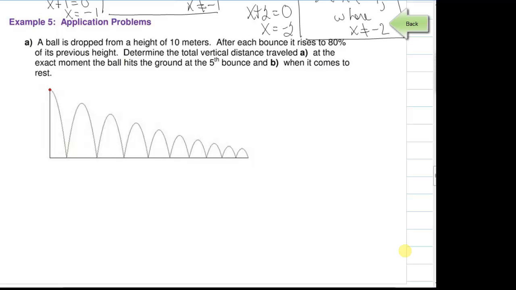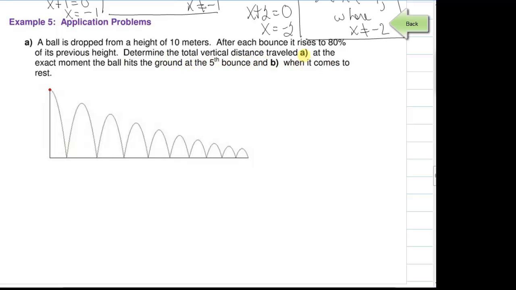Our next problem is an application problem. It's the bouncing ball problem, which is quite a common problem to work on with geometric sequences and series. In this particular example, a ball is dropped from a height of 10 meters, and after each bounce, it rises to 80% of its previous height. You're being asked to determine the total vertical distance traveled A at the exact moment the ball hits the ground at the 5th bounce, and B when it comes to rest.